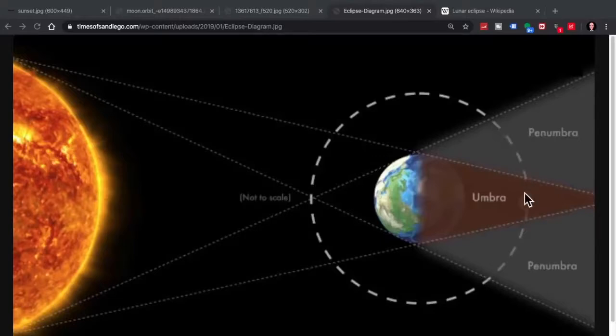Now, the penumbra at the level of the moon's orbit is about 16,000 kilometers long. So at its maximum width, it will take the moon approximately 4 to 6 hours to travel completely from one end of the penumbra to the other. The moon's orbital speed is about 1 diameter of the moon per hour.